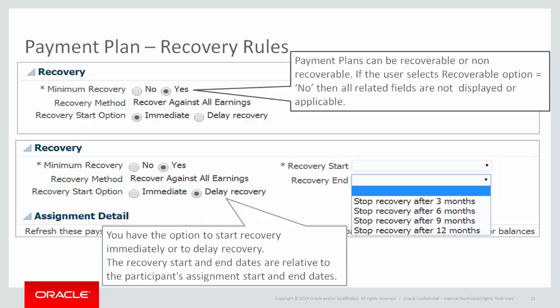Same thing when we're creating the recovery rules. We're first determining, is the draw going to be recoverable? If no, then all of this information is going to be grayed out. But if yes, then the question is, okay, is the recovery starting immediately, or are we going to delay the recovery? And then it gives us parameters to understand when the recovery is going to start as well as when the recovery period is going to end.